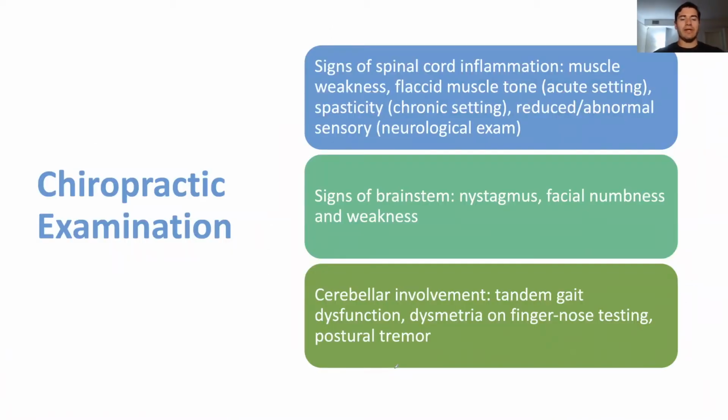So during our exam, we'll do neurological examinations as well. What we will do is look for the signs of spinal cord inflammation. We're looking for muscle weakness during our exam, flaccid muscle tone, which is a very soft sort of muscle tone, not very strong. This usually happens in the acute setting of MS. Then spasticity, more of a spastic muscle, during the chronic setting, and then abnormal sensations like we talked about in the beginning of the presentation, with pins and needles and numbness.